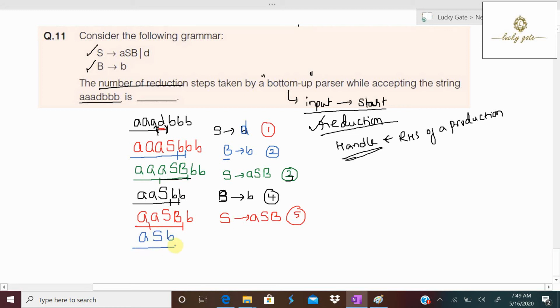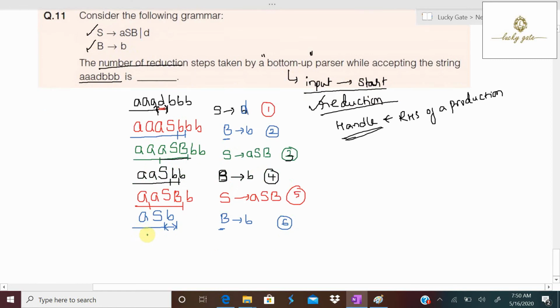Again repeat the process, scan from left to right, and stop whenever a handle is found. Here the handle is B tends to b, matching. This is the sixth step. Replace this small b with its left hand side capital B. The string after the reduction is AS capital B.